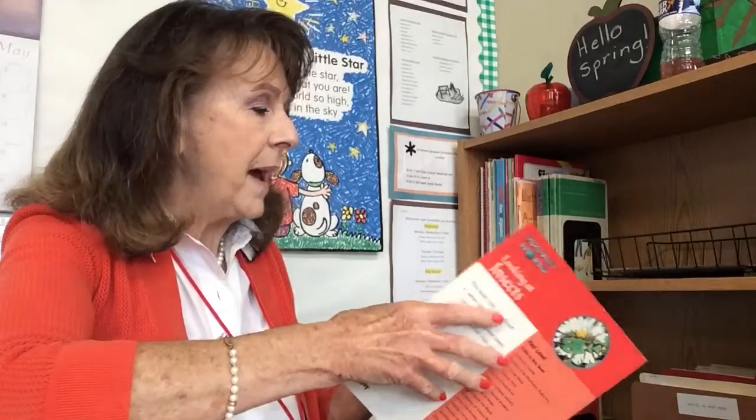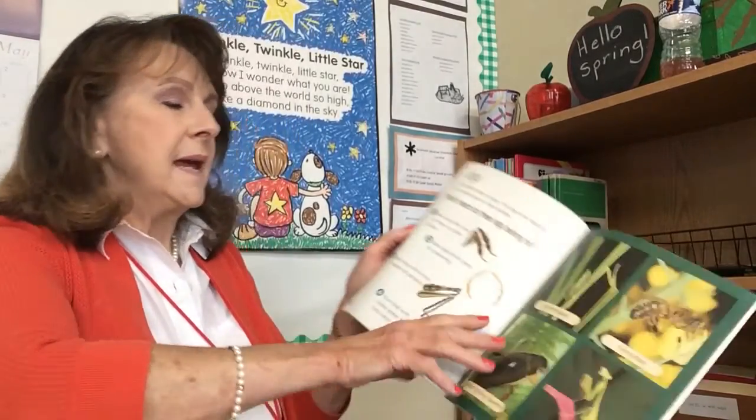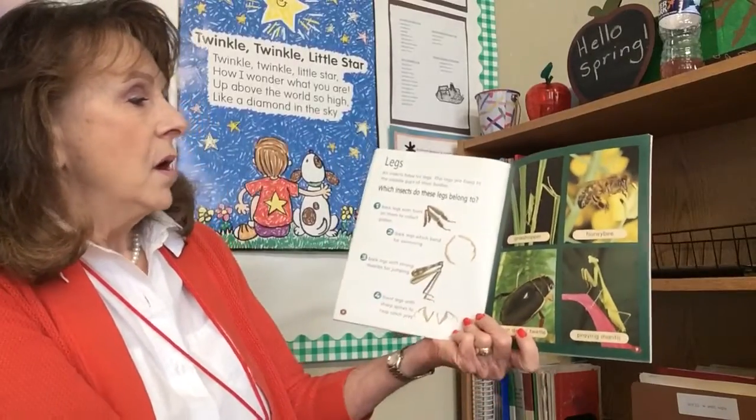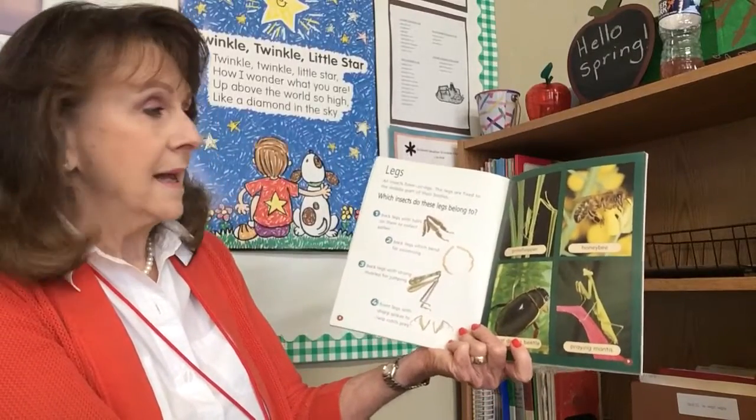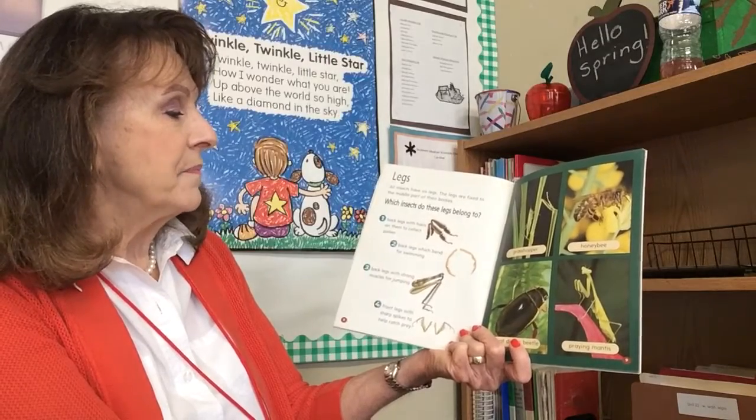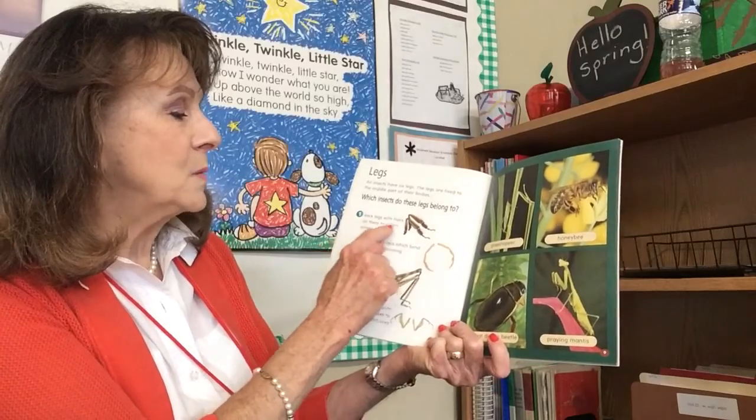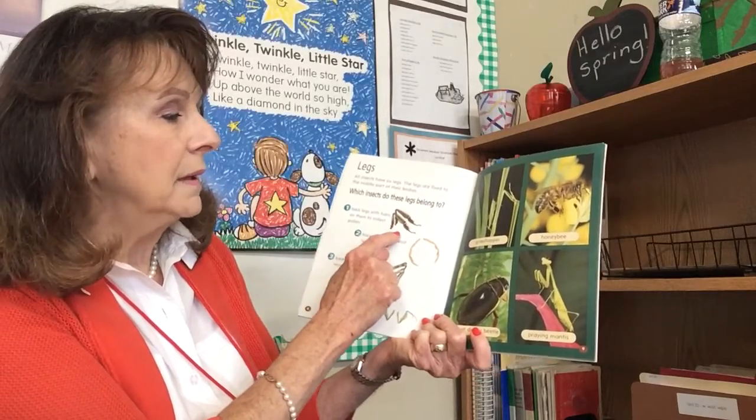Okay, let's learn about the legs. I think I skipped a page, no? Legs. It says, all insects have 6 legs. The legs are fixed to the middle part of their bodies. Which insects do these legs belong to? The back legs with hairs on them to collect pollen.